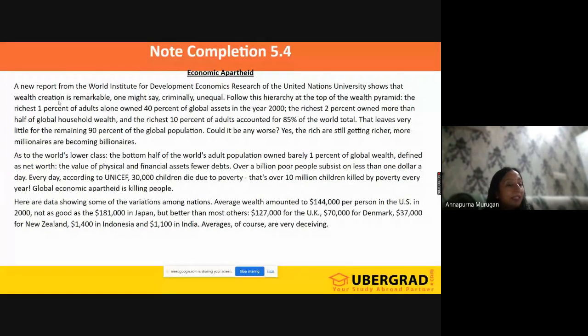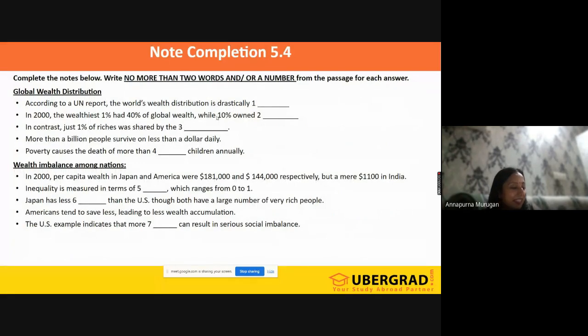Shows that wealth creation is remarkable. One might say criminally unequal. What is it? It is remarkable, but however, it is criminally unequal. Criminally here doesn't mean criminally; it means drastically, to a great extent. It is unequal. What is it? The world's wealth distribution is drastically unequal. Yes, guys, very good.